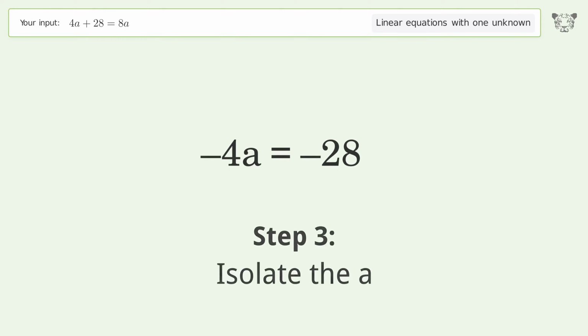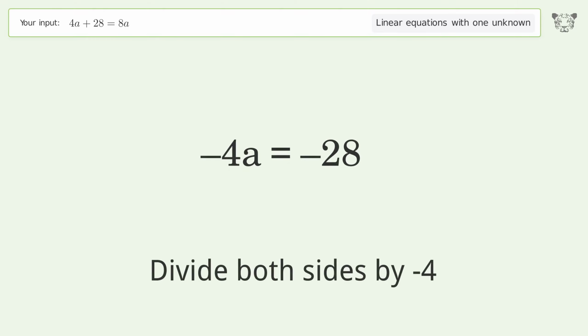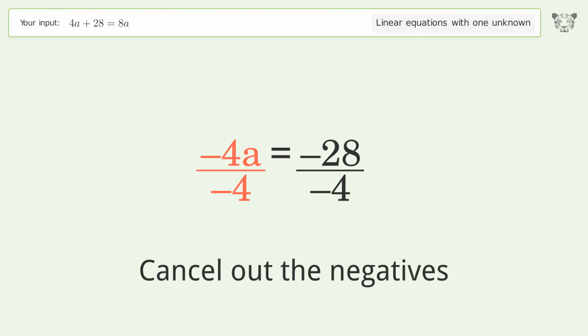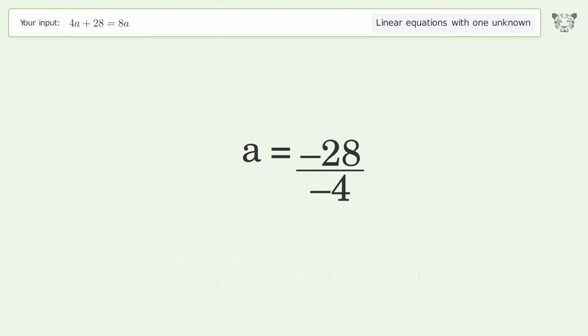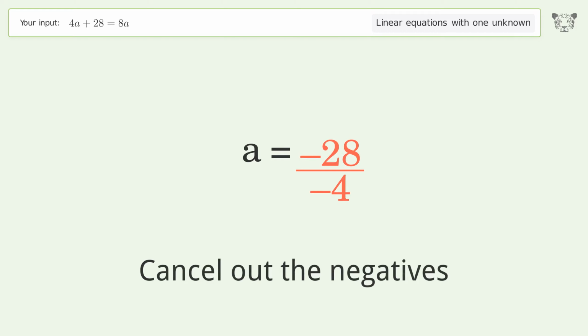Isolate the a. Divide both sides by -4. Cancel out the negatives. Simplify the fraction. Cancel out the negatives.